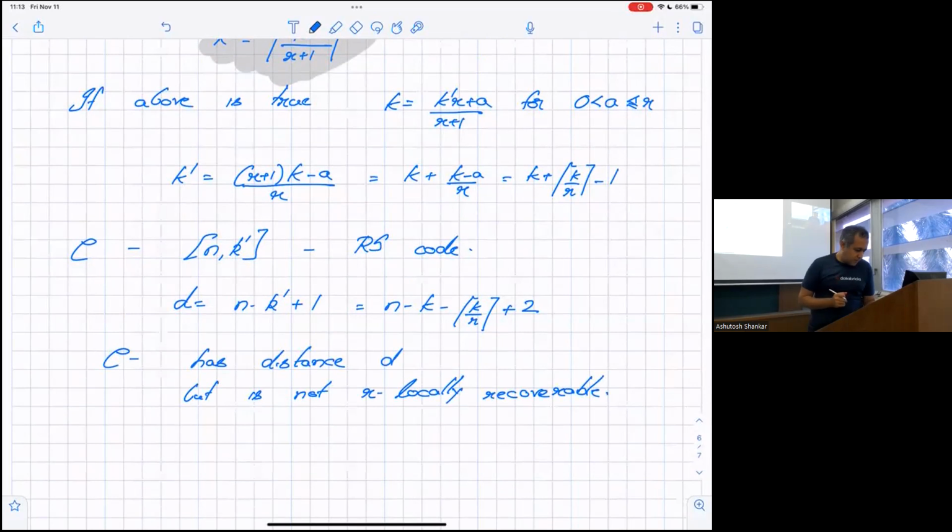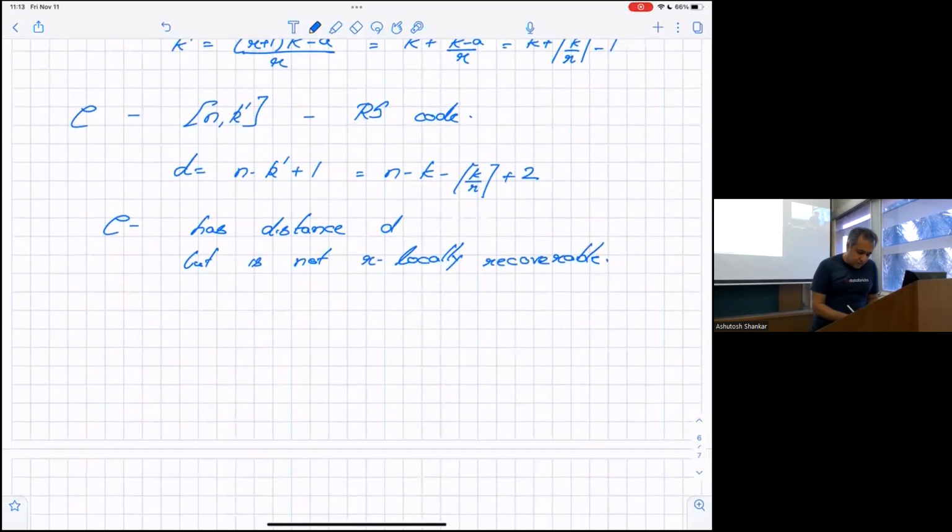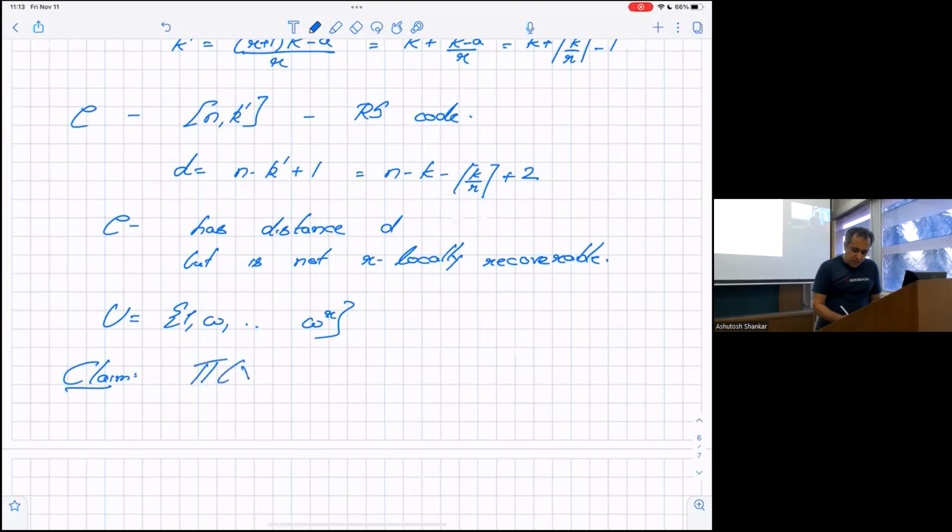We've done that in 5 minutes. So now let's look at U, which was 1, omega, up to omega to the power of R. I want to claim that suppose you multiply it, you look at this polynomial, the product of x minus u, for u in U.